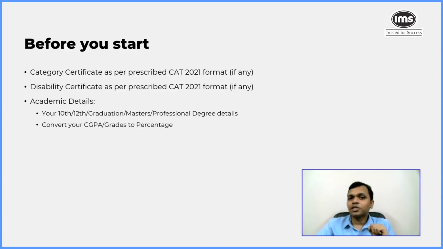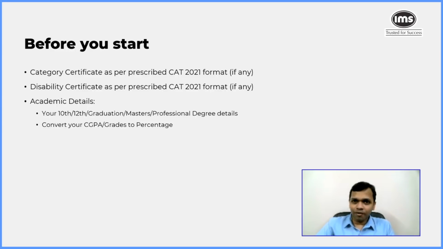Another most important thing is your academic details. Before you start filling the form, ensure that you have all the mark sheets with you, because you'll have to enter these marks in the actual form. So you should ensure that you have your 10th, 12th and graduation. If you have done any masters or any professional qualification, then keep the mark sheets of those exams handy before you start filling.